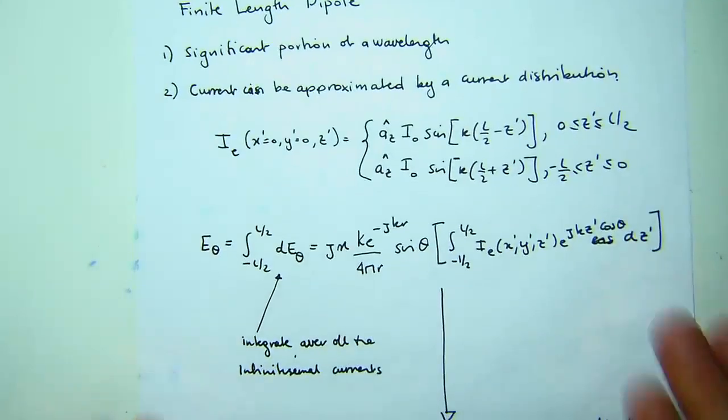Okay, the next thing I wanted to talk about is these finite length dipoles, which is essentially when the dipole is greater than a tenth of the wavelength. Now, what you will find, and again, you're not expected to be able to derive that it's a sinusoidal current distribution. Can anyone guess why they think the distribution of the current as a function of Z would be almost sinusoidal?